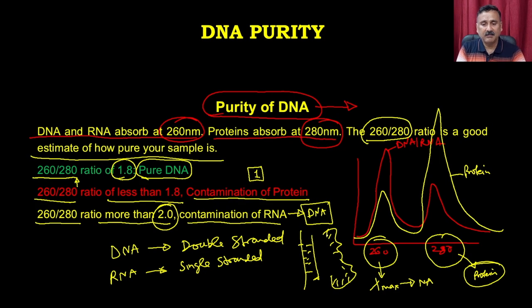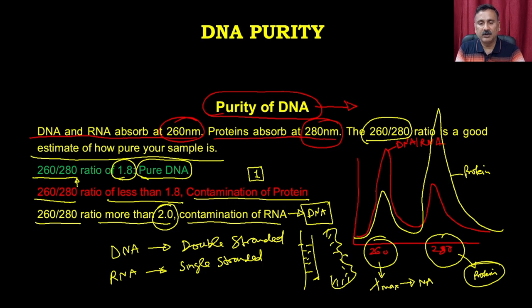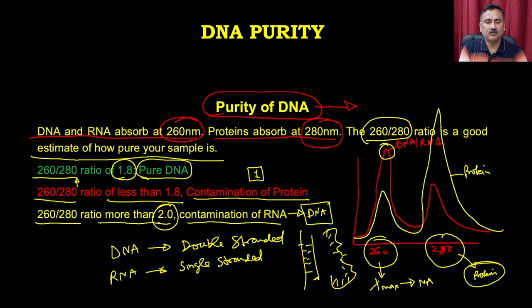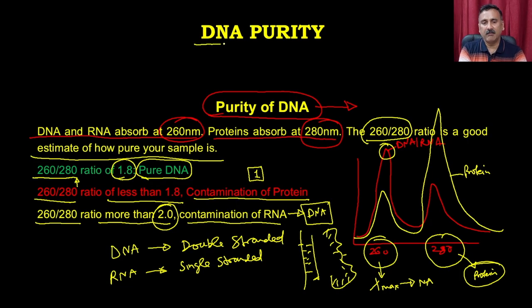In the RNA, the bases are exposed to the water and the outer environment, and because of that, they make the absorbance more. So the RNA is going to show more absorbance compared to the DNA. Even if the DNA is pure and there is an RNA contamination, the RNA is going to show you the 260 reading more. So if the 260 reading is more and 280 is the same or equal, then the ratio will be above 2, and that's how it gives you the indication that there is a contamination of RNA species. Now, this is all about the DNA purity.